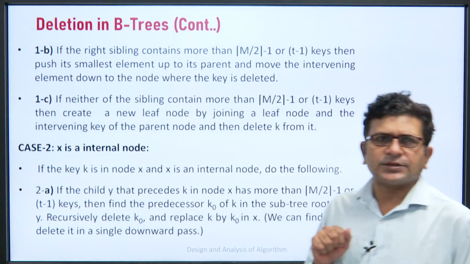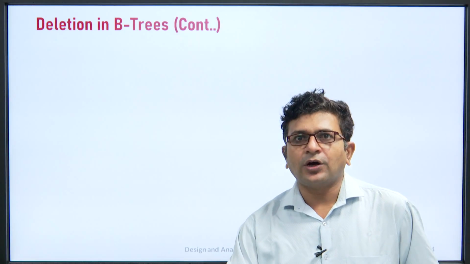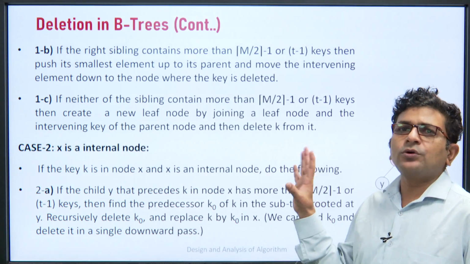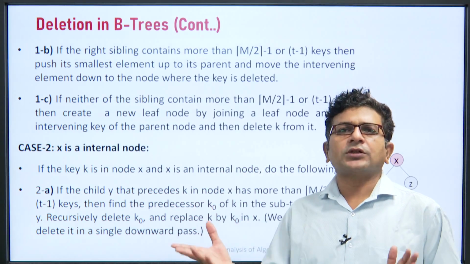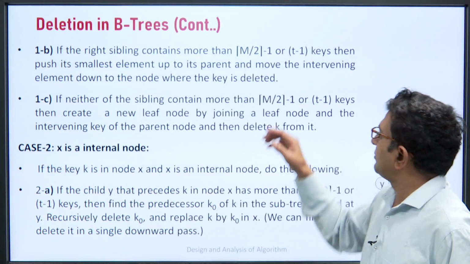Now the case 1B. If we do not have more than the minimum keys in the left sibling, we look for the right sibling. If the right sibling has more than the minimum keys, then what?